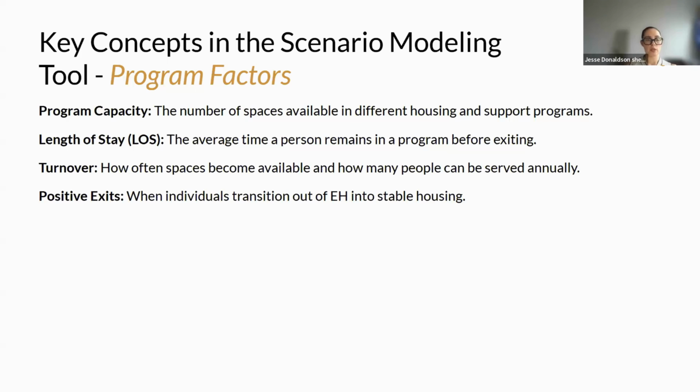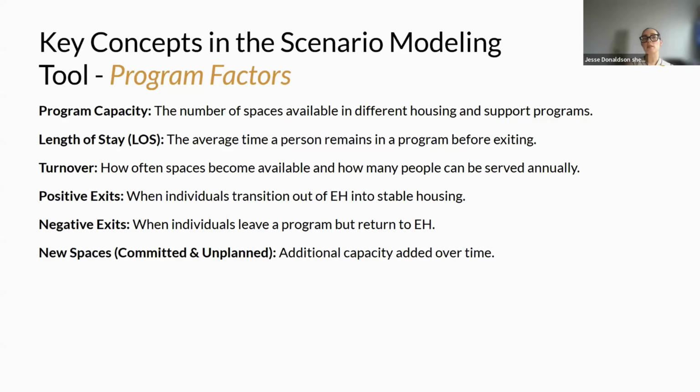Positive exits. We use both positive and negative exits depending on the program. A positive exit means an individual transitions out of experiencing homelessness, or out of being at risk of experiencing homelessness, into housing. What that means in the model visually is they're off your demand map. Your demand goes down. Negative exits are when an individual leaves a program but returns to experiencing homelessness. That means they're coming back into the pot, if you will, not to be facetious, which doesn't reduce your demand.